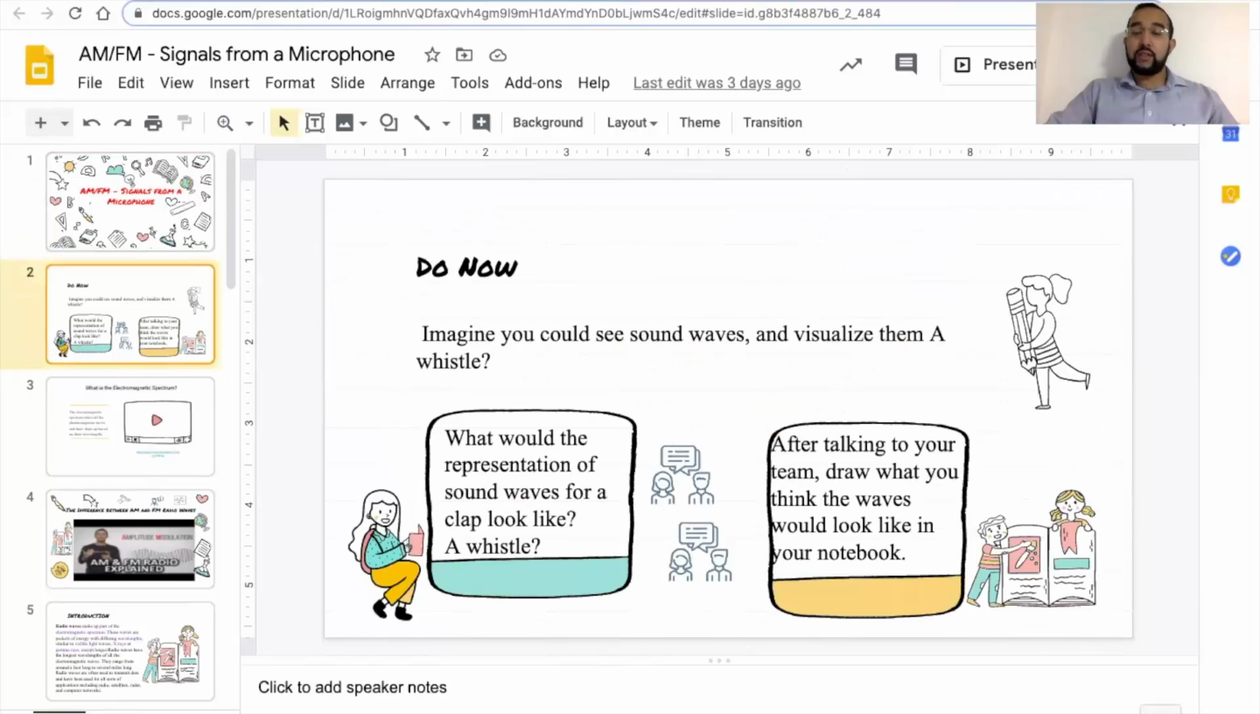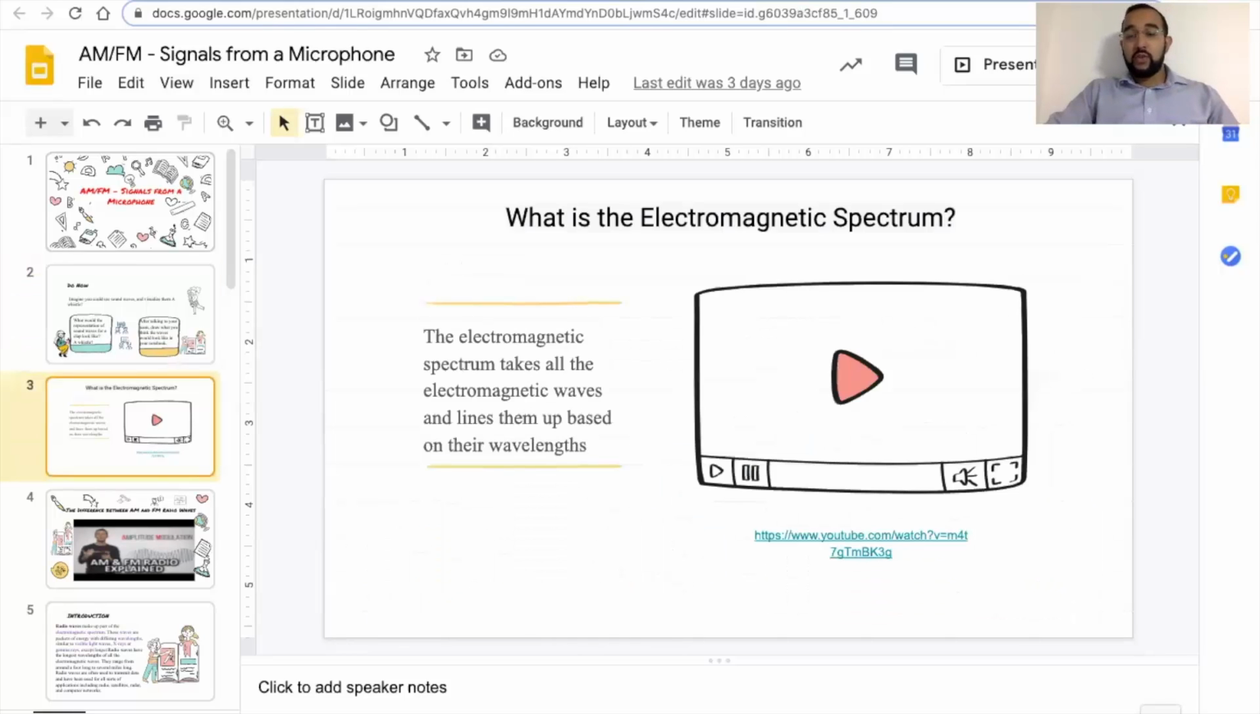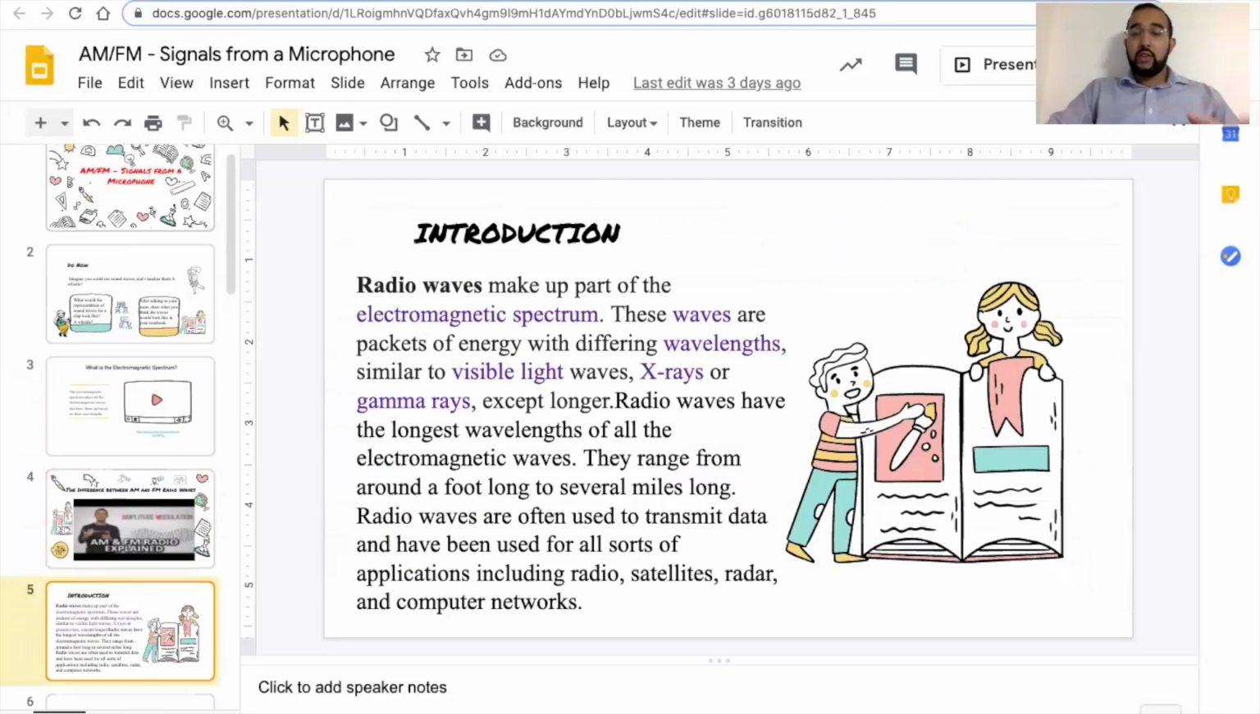Students start out the day with a small do now, using their background knowledge and having a little review. They go into this short video about what the electromagnetic spectrum is. So if a student missed yesterday's class, they can catch up. Again, reinforcing our knowledge and introducing new knowledge at the same time.